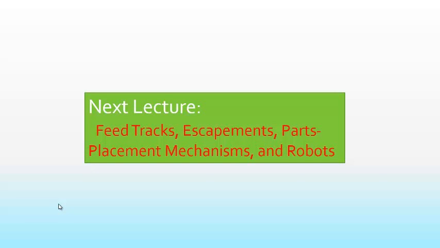In the next lecture we are going to talk about feed track, escapement, part placement mechanisms, and robots. In other words, now I have finished talking about feeders, and next time we are going to talk about other devices on the automatic assembly machine.